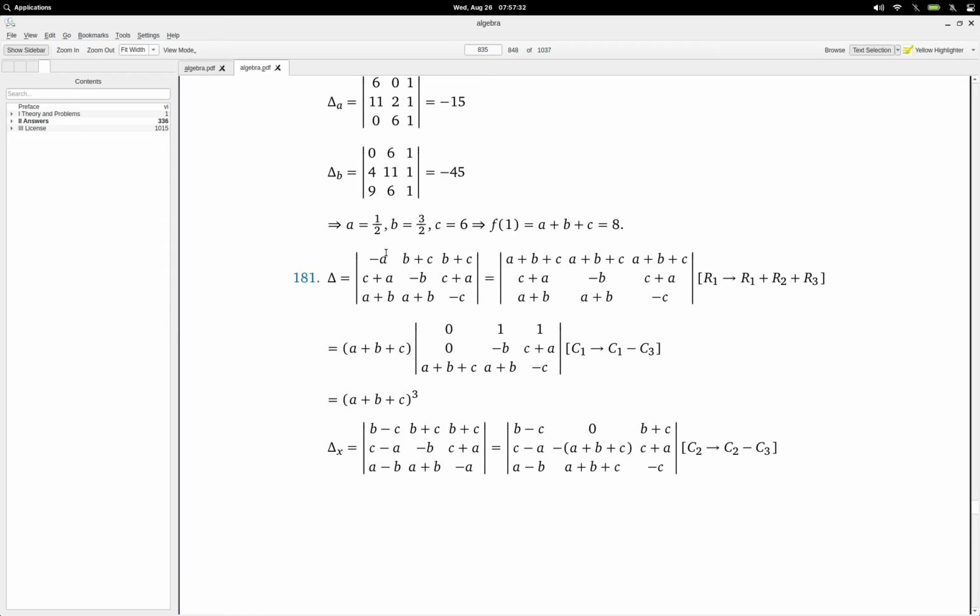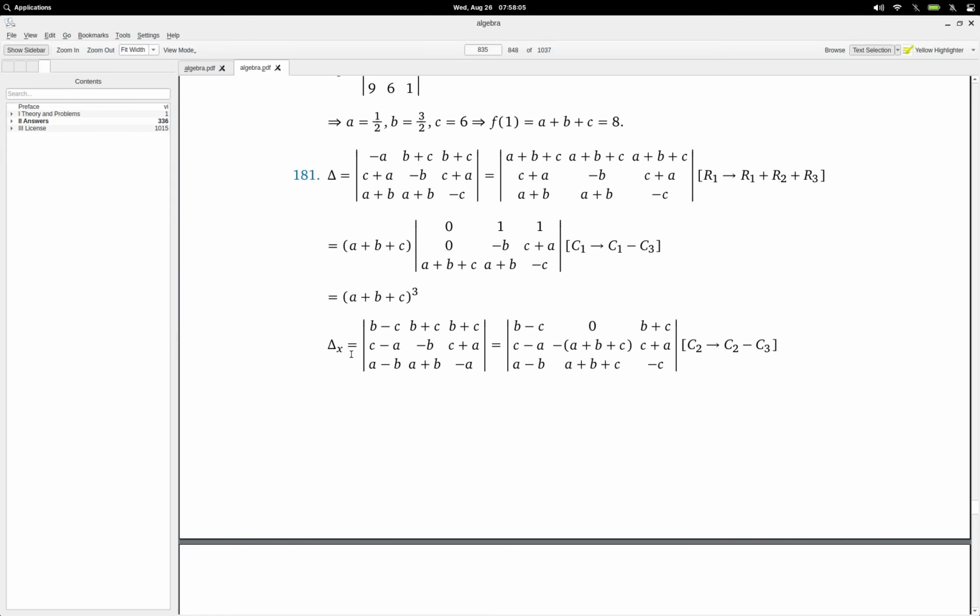So our delta is minus a, b plus c, b plus c, c plus a, minus b, c plus a, a plus b, minus c. So we perform R1 is equal to R1 plus R2 plus R3. The top row becomes a plus b plus c, which we take out. And then we perform column 1 is equal to column 1 minus column 3. So these are two zeros and our determinant evaluates to be a plus b plus c whole cube.